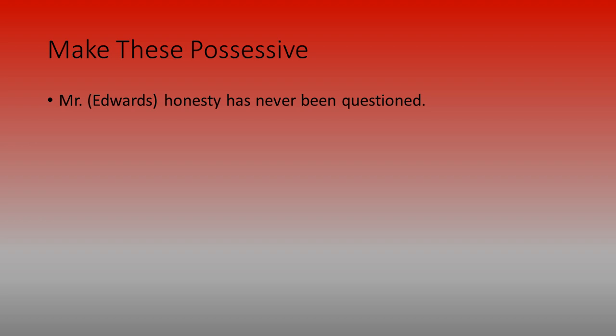Mr. Edwards' honesty has never been questioned. In this I see mistakes a lot. His name is Edwards, so start with that. Don't change the spelling of a person's name to make it possessive. I've worked for a couple of attorneys whose names end in S, and I'm shocked at the number of people who put the apostrophe before the S, so they're respelling their name. So just keep it spelled the way it is and then work with it.